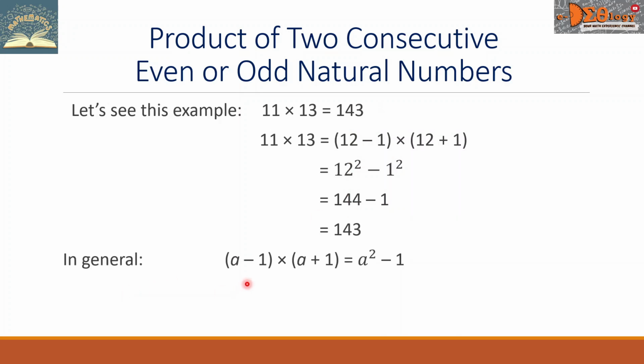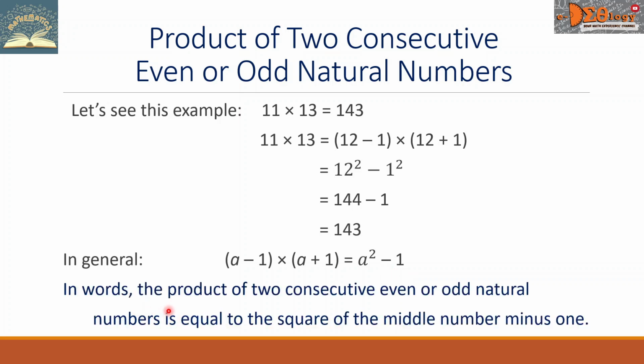In general, this is our formula: a minus 1 times a plus 1 equals a square minus 1. In words, the product of two consecutive even or odd natural numbers is equal to the square of the middle number minus 1.